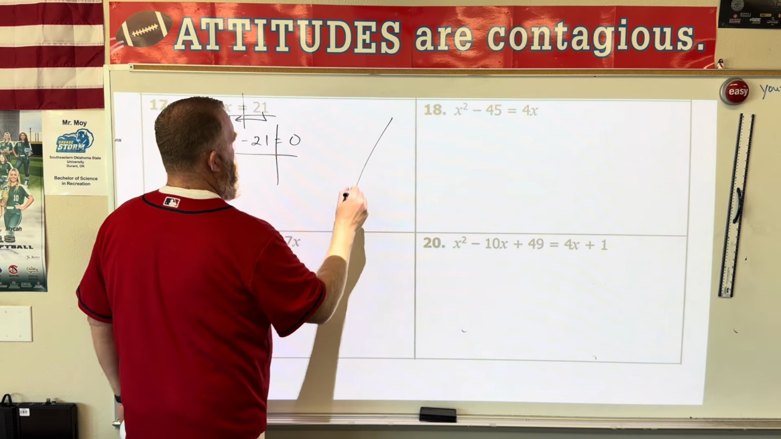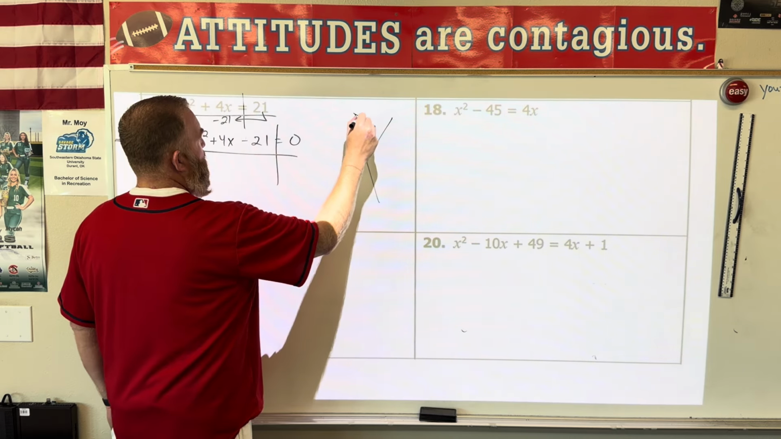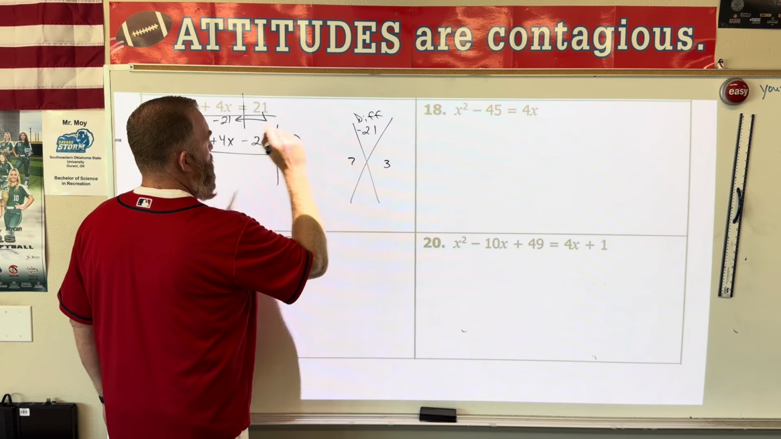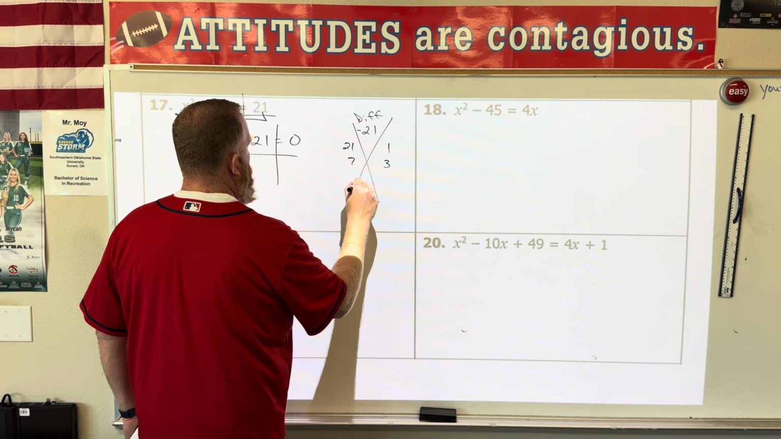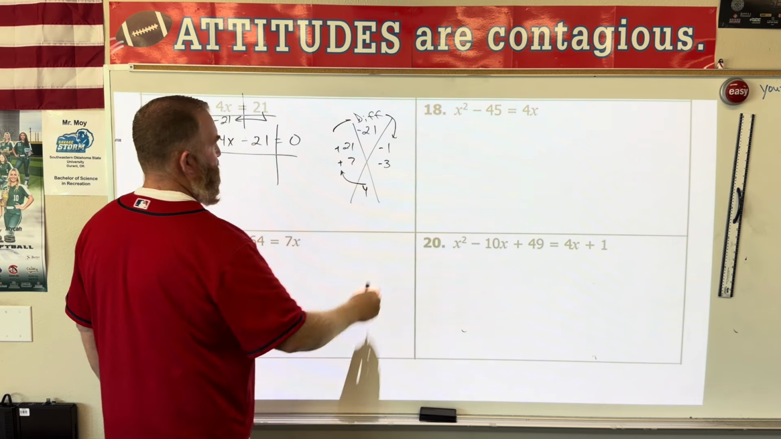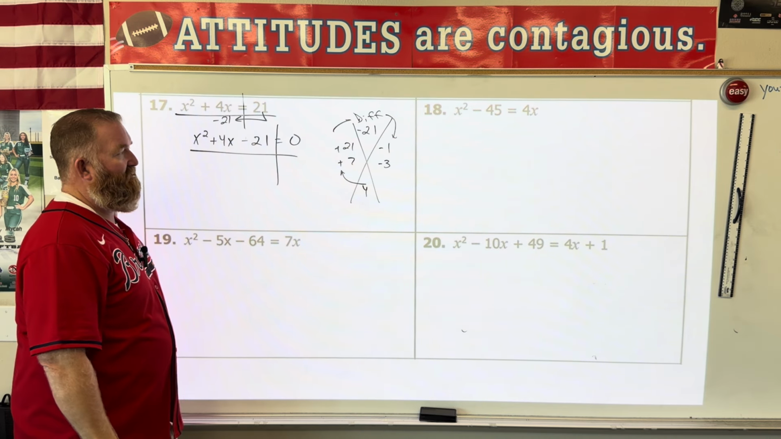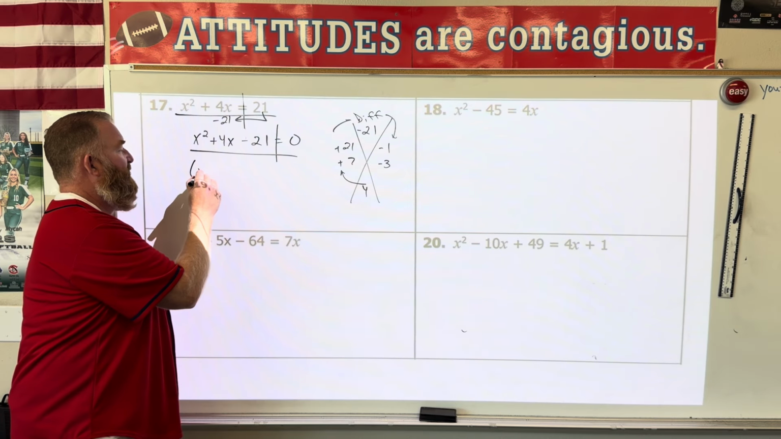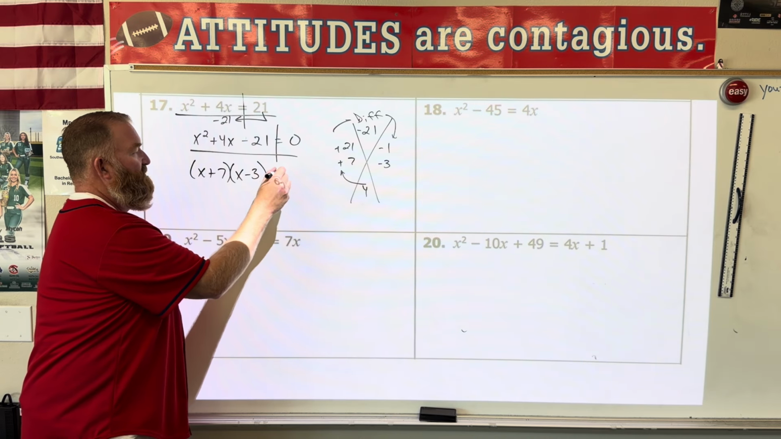What are the factors of 21? Negative 21. 7 and 3. And what else? 21 and 1. All right. So we need positive 4, which means the positive is going to be the bigger number. They're going to be different, which means this side is going to be negative. Yes? Is that correct? Which combination adds up to be 4? 7 and 3. Good. So I've got x plus 7, x minus 3 equals 0.